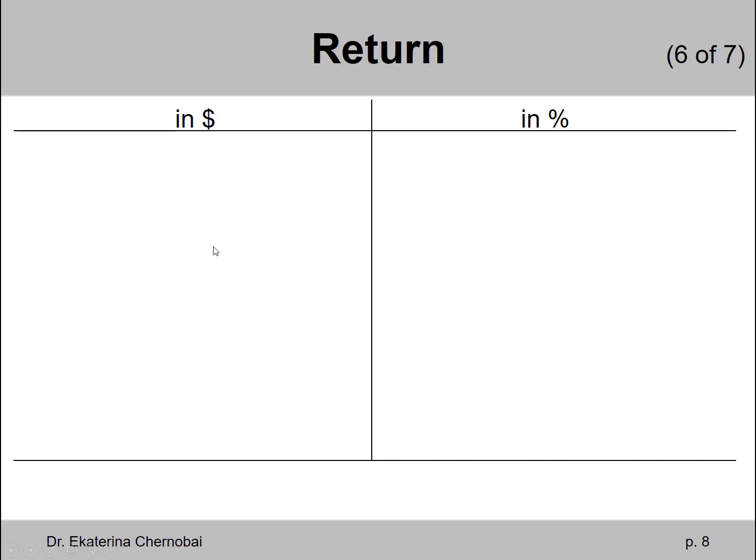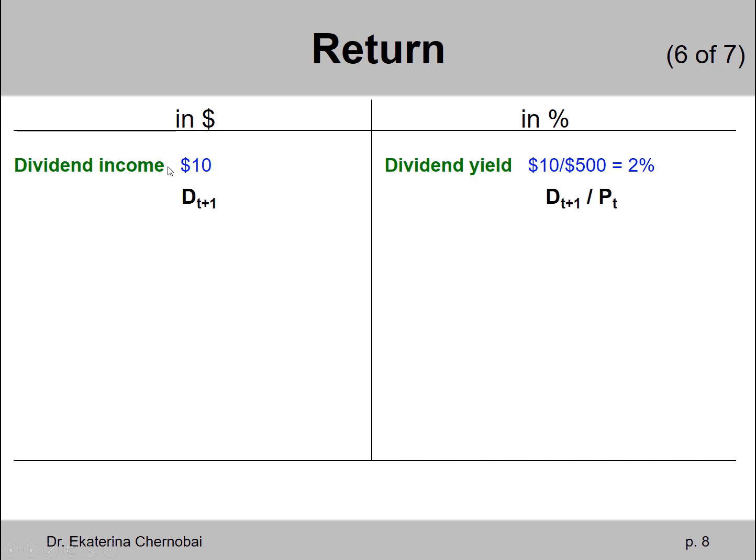So in this example, the income that comes from the dividend paid to you is called the dividend income, which is $10. That's capital D subscript T plus 1. The dividend yield is the same thing except expressed in percent. Percent relative to how much was invested at the beginning of the year. So we take $10, divide by $500 and get 2%. That's D T plus 1 divided by P subscript T.